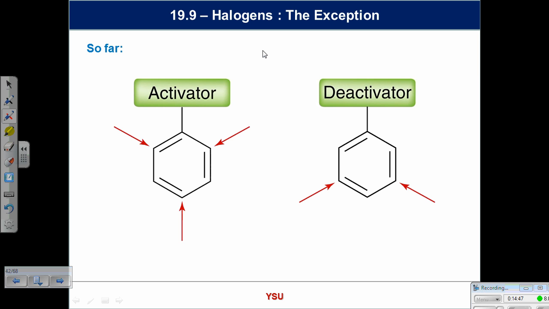So what have we said so far? Activators push electrons in. We could use maybe this little symbol that we've seen before. Activators push electrons in. Deactivators pull electrons out.